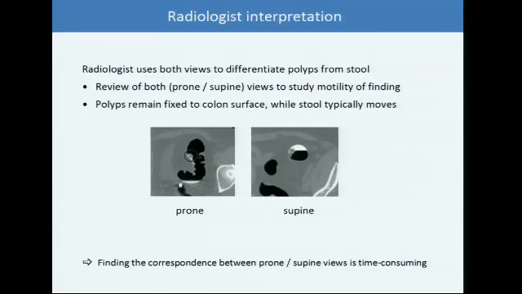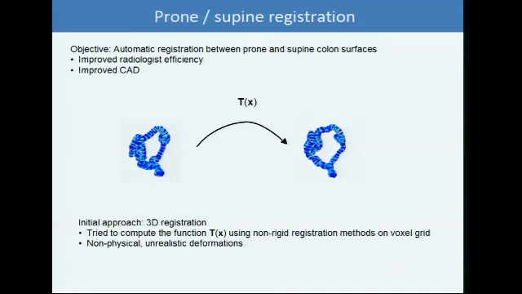Now, when reviewing the data, the radiologist will look at both views, both the prone and the supine, to differentiate polyps from stool. Turns out that polyps remain fixed to the colon surface while stool typically moves as the patient is repositioned in the scanner. The challenge here, though, is for the radiologist, finding the correspondence between the prone and the supine views is very time-consuming and can be quite difficult as well.